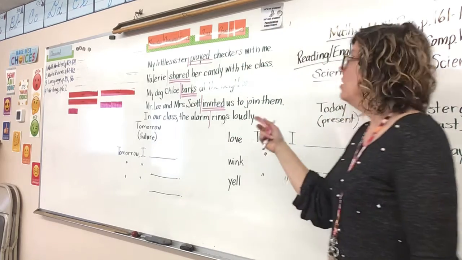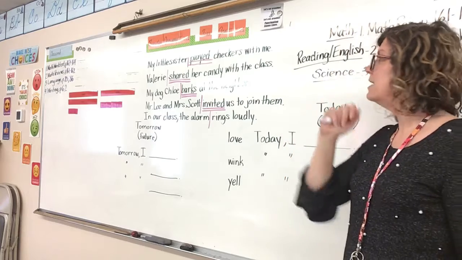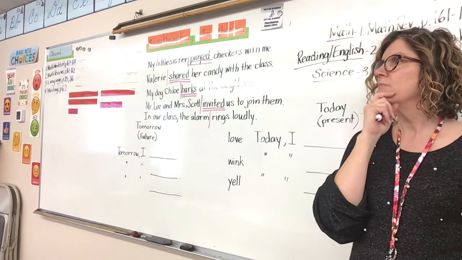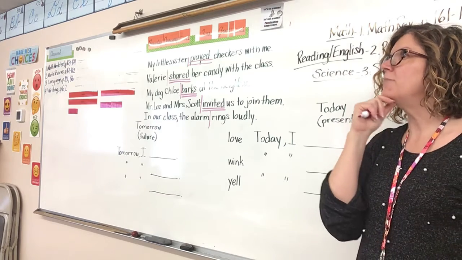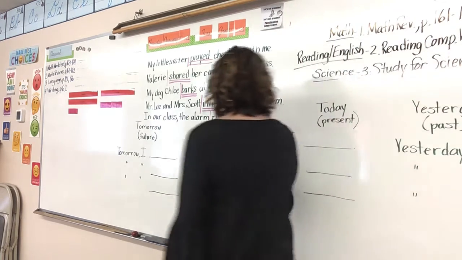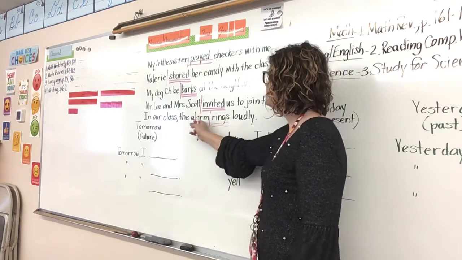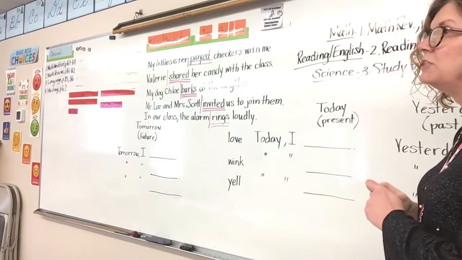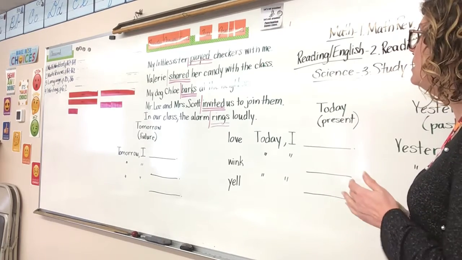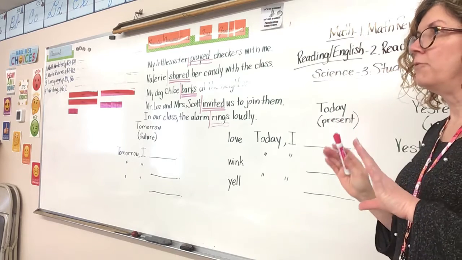All right, so when you look at the predicate side, rings loudly. Grant, what is the verb? Rings. Very good. Rings is the verb. So alarm would be your subject and rings would be the verb, because the alarm is what is doing the action. All right, so that is one of the things you'll have to do on the quiz tomorrow.